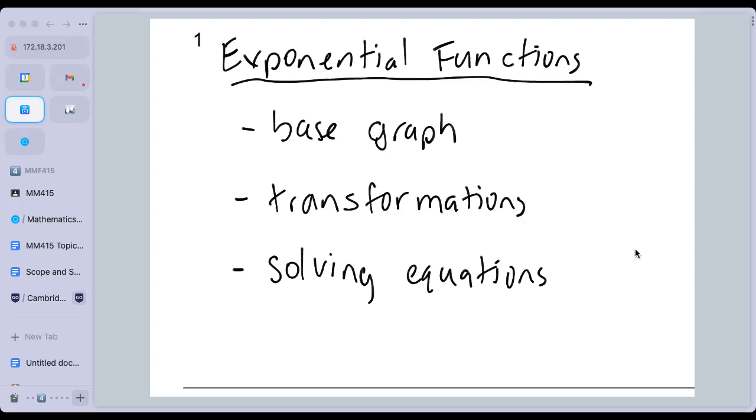So we're going to have a look at the base graph, then we're going to investigate the transformations, and then we're going to look at solving equations using exponential functions. So that's what we're headed for.